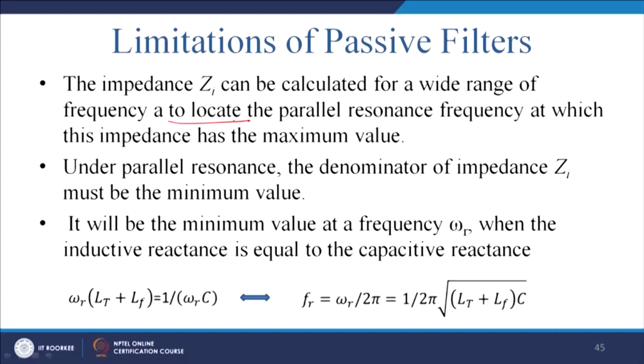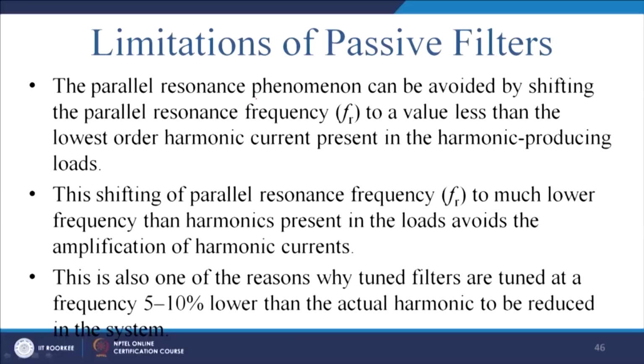So, Zi can be plotted over a wide range of frequency to locate the parallel resonance frequency at which the impedance has the maximum value. Under parallel resonance, the denominator of the impedance Zi must have a minimum value. It will be minimum at the frequency omega r, when the inductive reactance is equal to the capacitive reactance. So, equate them and you get the value of omega r, and if omega r is at the fifth harmonic, great. The parallel resonance phenomenon can be avoided by shifting the parallel resonance frequency fr to less than the lowest order harmonic current present in the harmonic producing load. So, that is one way we require to check.